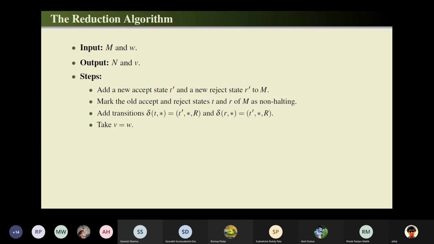Take V equal to W. And I leave it to your understanding that a total Turing machine, given M and W, can generate N and V in a finite amount of time by simply looking at the encoding. N equal to loop, the one which has the halting problem, and V equal to hash W.